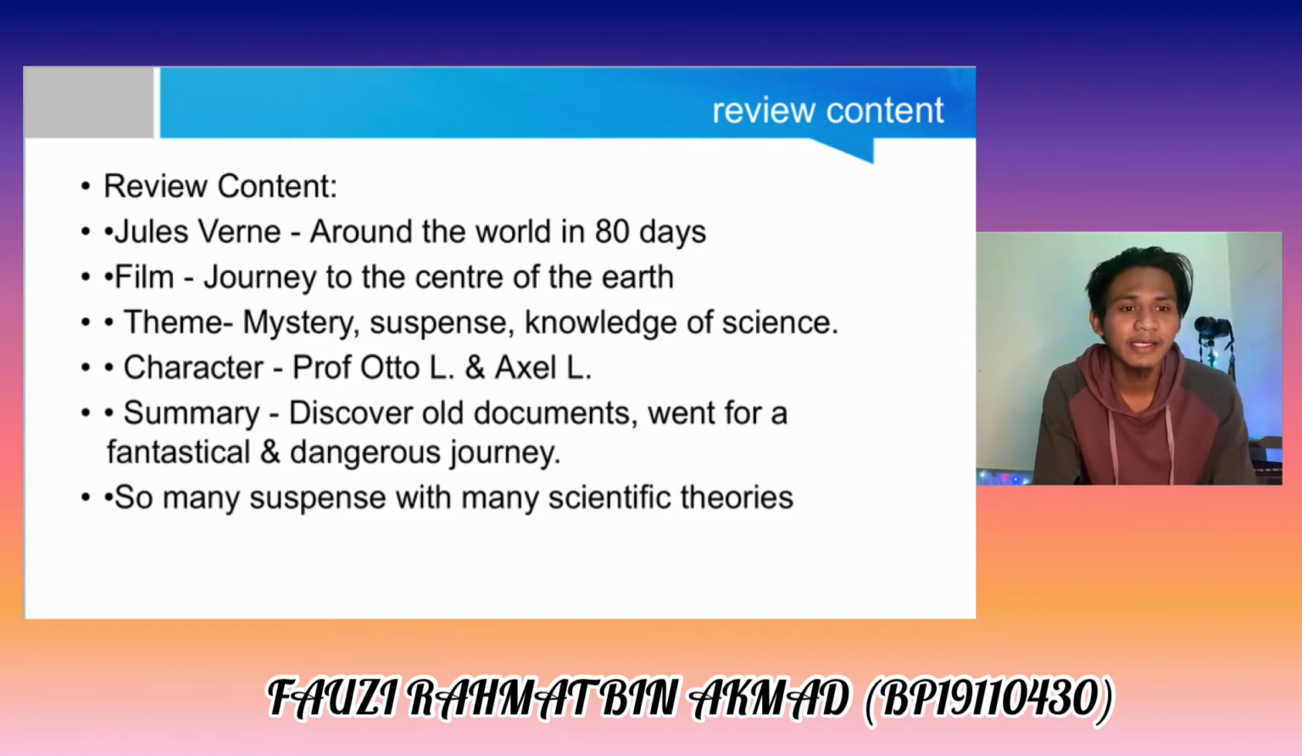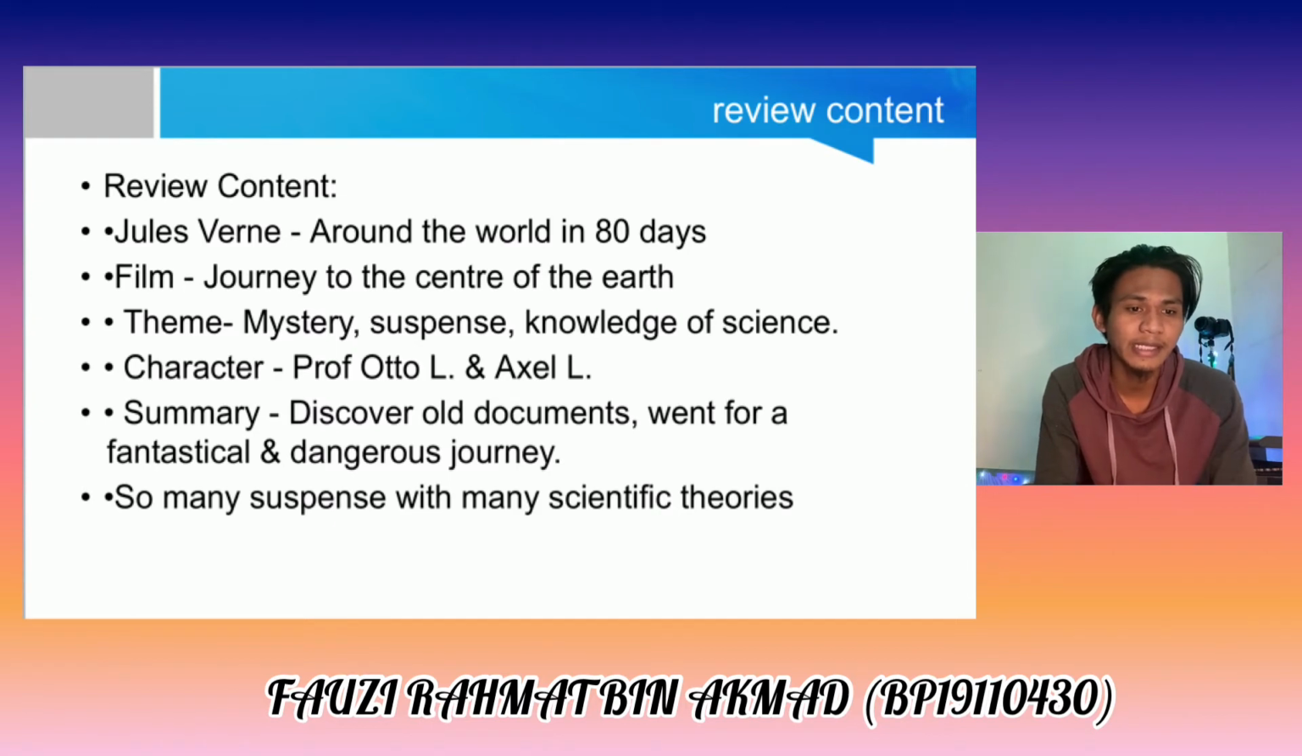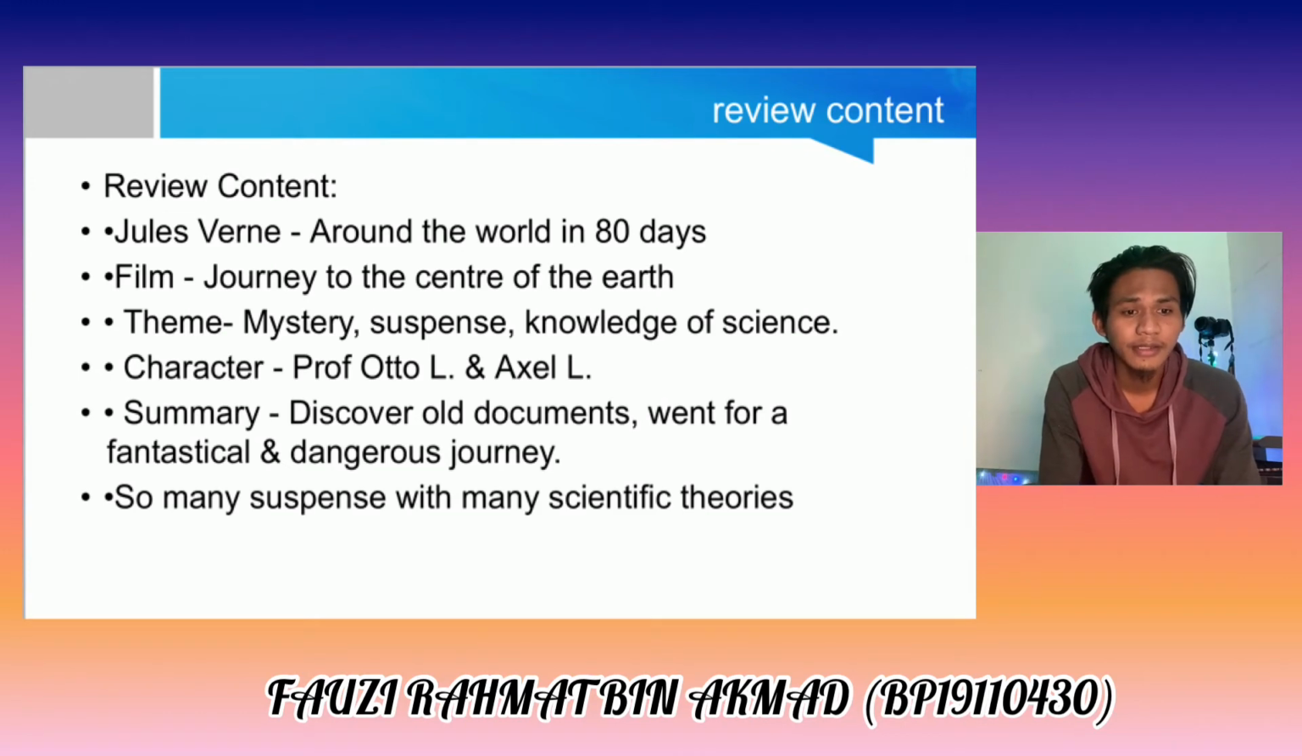The main characters in this book are Prof. Otto and his neighbor, Axel. The journey began when Prof. Otto found an old document which he believed was a map to the center of the earth. He excitedly started to pack everything in preparation for the journey, but his neighbor caught him, so he decided to just bring Axel with him. Throughout the journey, they went through a fantastical, exciting and dangerous experience.